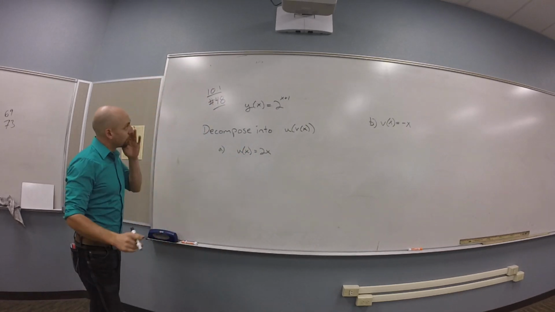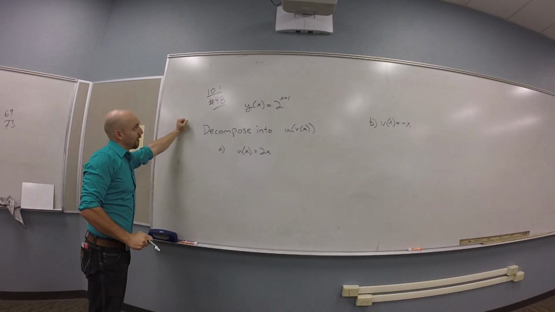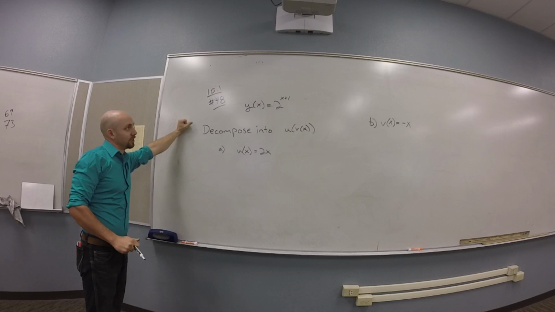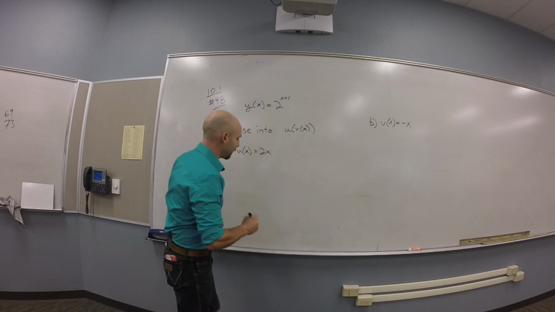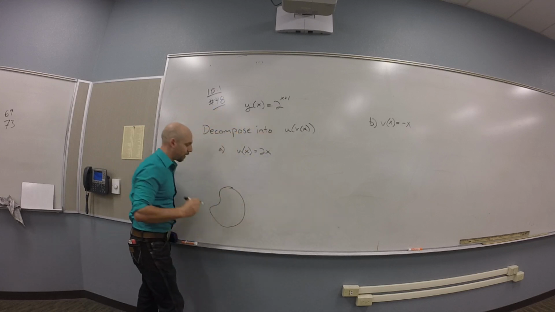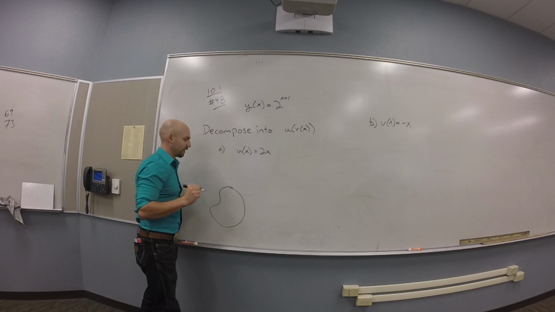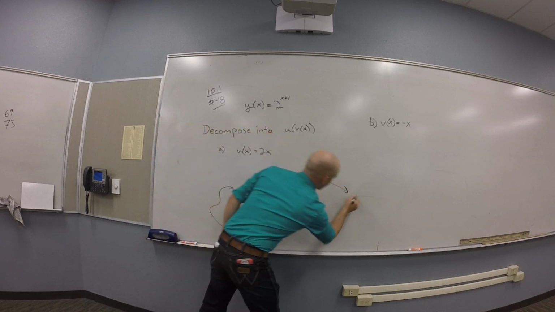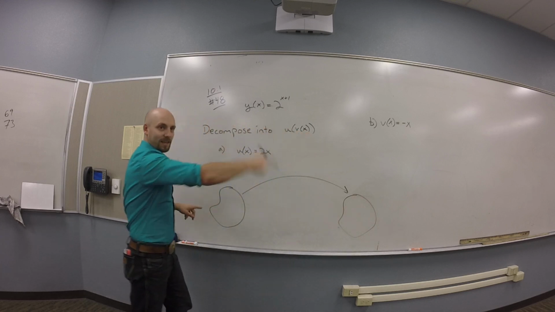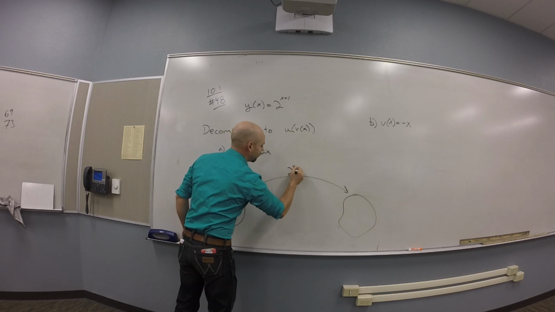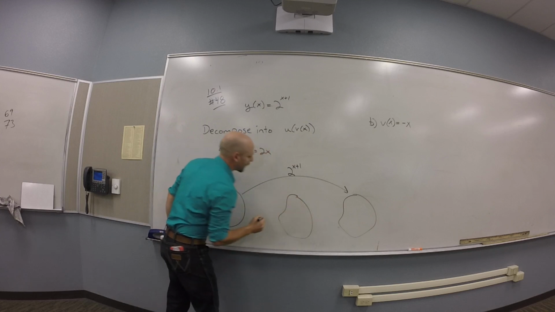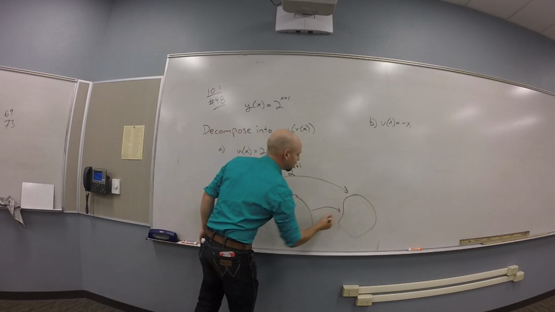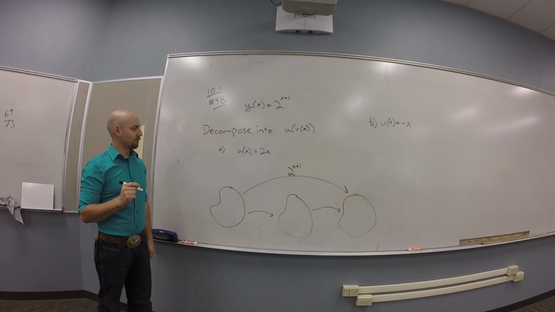Okay, so for number 48 in 10.1, I would like to take the function y of x is 2 raised to the x plus 1 and decompose that into u of v of x. So what I'm thinking of is a bubble, and somehow I go from the beginning bubble to the end bubble, and my result is 2 to the x plus 1. I need to make two intermediate steps, something and something.